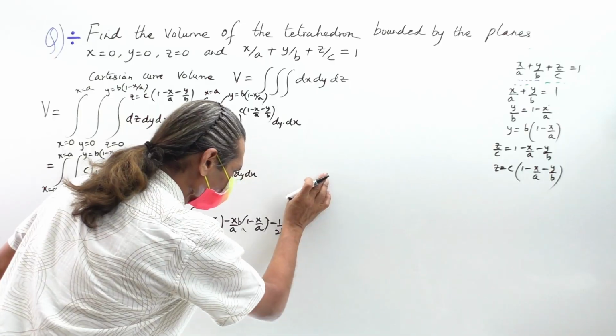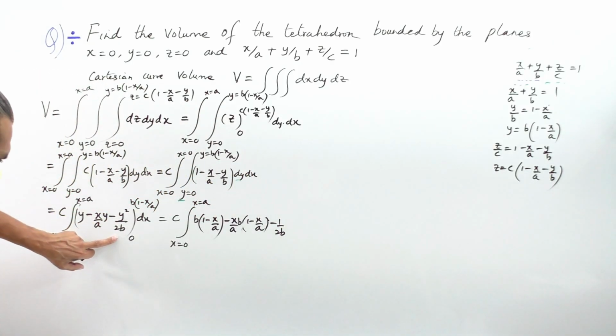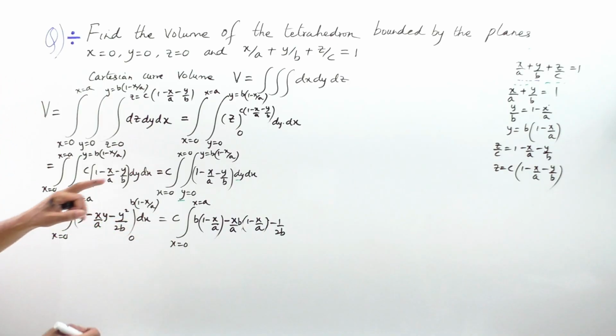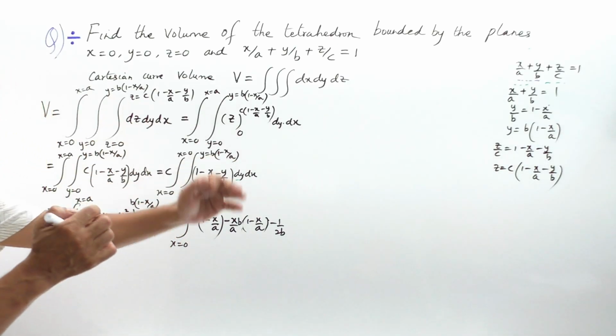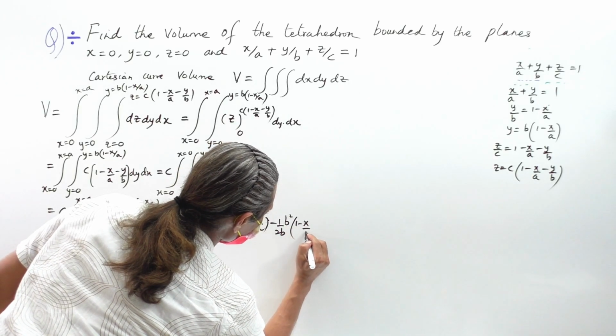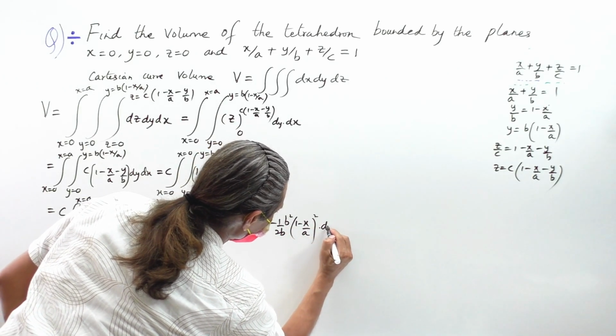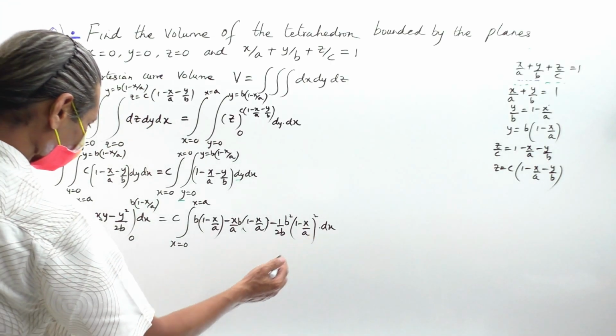So it will be, this will be 1 by 2b into y square, right? So y square, in place of y I am putting b into 1 minus x by a. So this will be b square into 1 minus x by a the whole square into dx. That's it. So better let's simplify this, open the brackets and simplify.